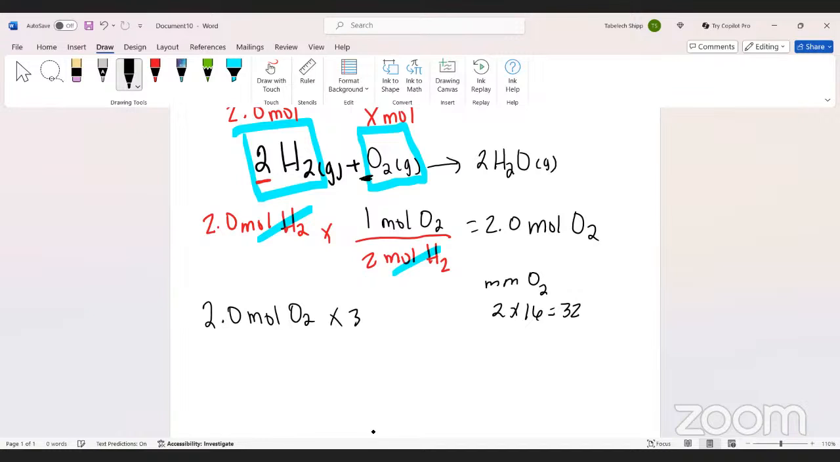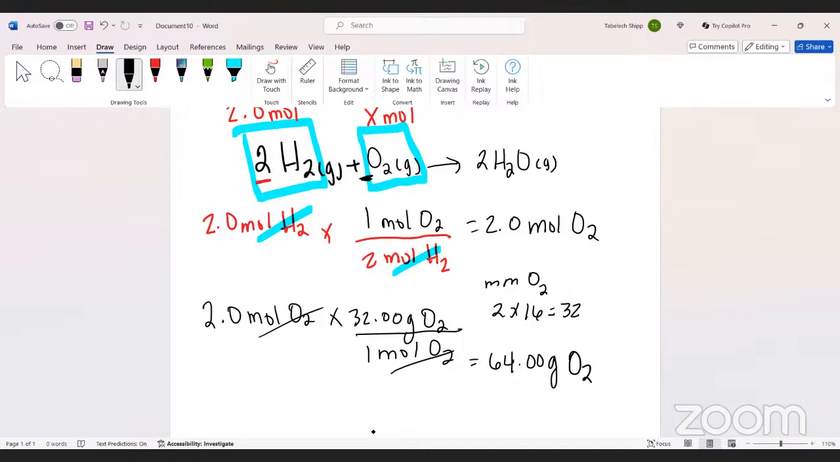So you're going to put the 32.00 grams of oxygen on the very top, and on the very bottom, you're going to put 1 mole of that. Then you cross out your moles and simply say 2 times 32, that gives you 64.00 grams of oxygen.